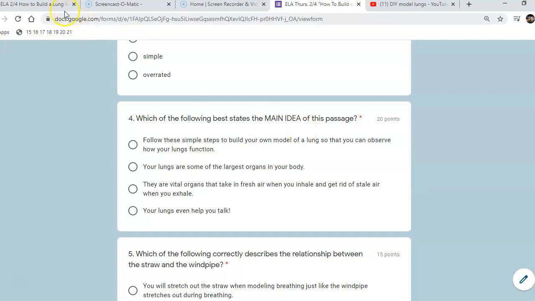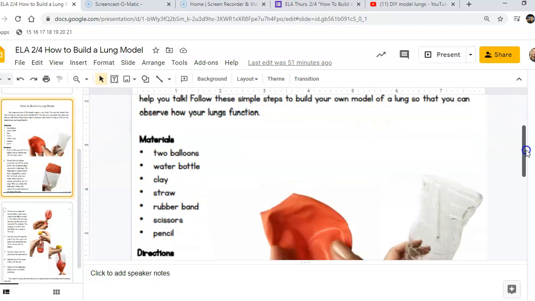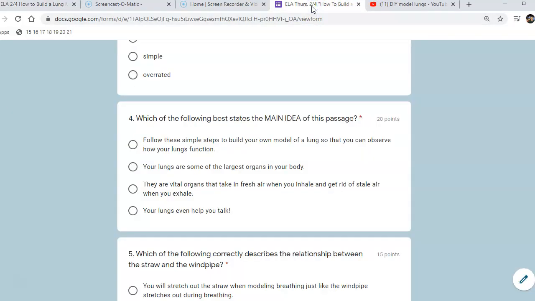And now this is a passage, remember, and passages are made of paragraphs. So I'm looking through this paragraph, and then each of these steps I could consider a paragraph. So most or all of these paragraphs are working together to get what across to us. That will lead us to the main idea. So would the main idea be, follow these simple steps to build your own model of a lung so that you can observe how your lungs function? Or would it be, your lungs are some of the largest organs in your body?